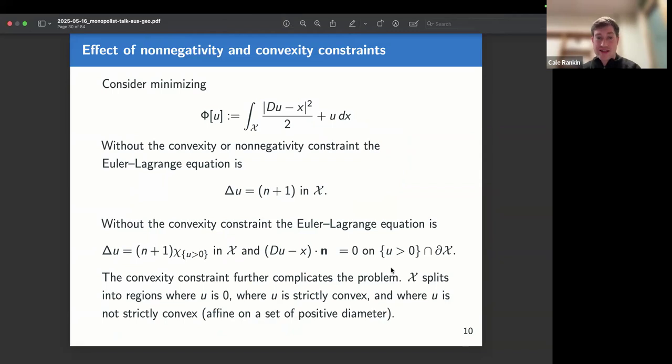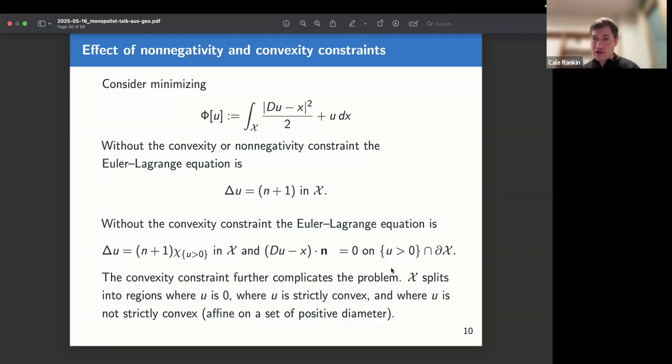Well, we wanted to minimize the integral of |Du - x|^2/2 + u over non-negative convex functions. So if I was just doing the minimizer of |Du - x|^2/2 + u with some suitable boundary conditions, that would be a fairly good problem. My Euler-Lagrange equation would be Laplacian u equals n plus 1, and again, I'd have C infinity smooth solutions.